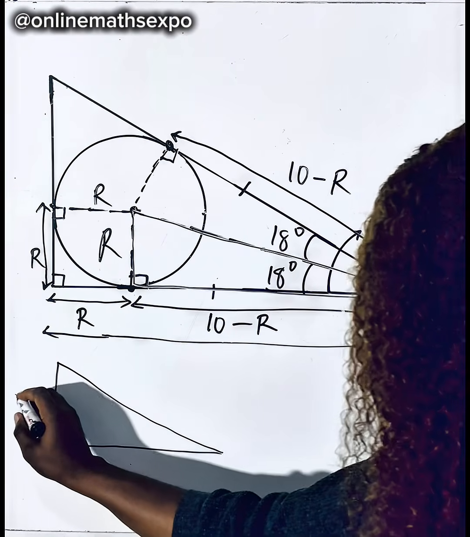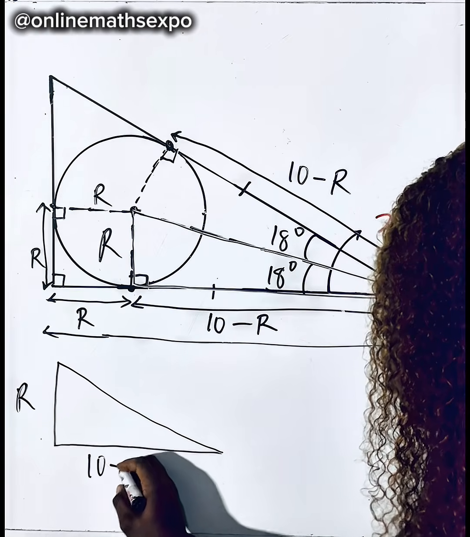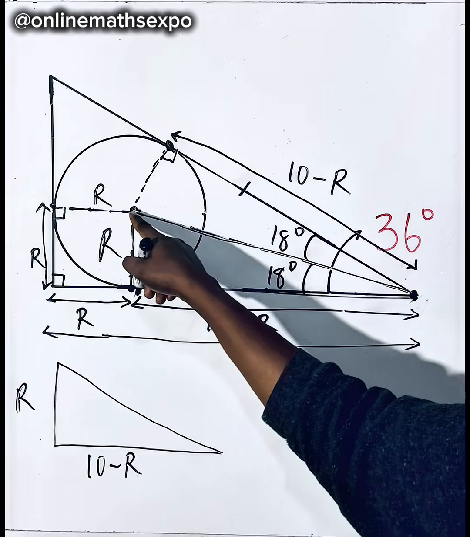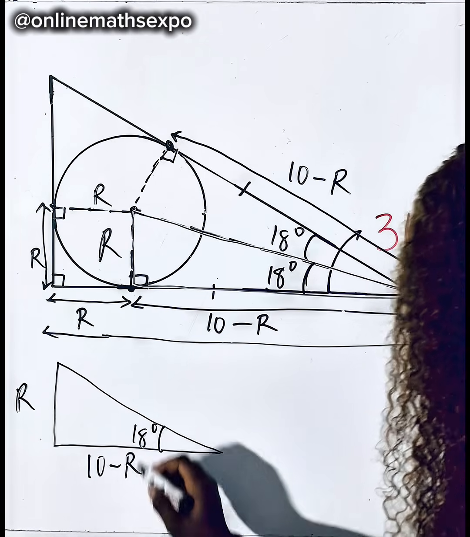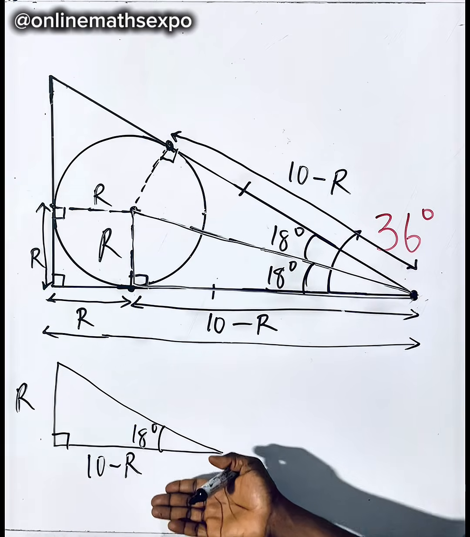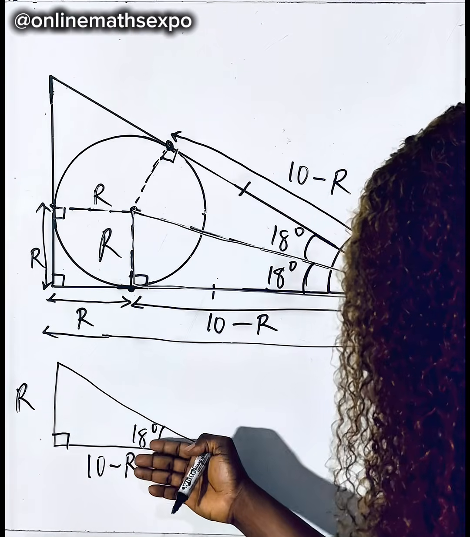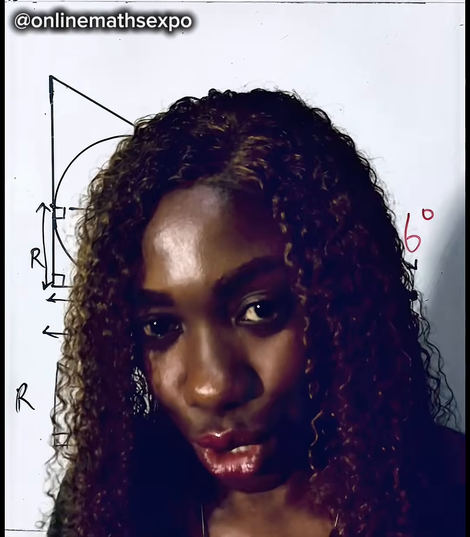This length measures r. From here to here measures 10 minus r. And this angle here measures 18 degrees. And it also has a right angle here. So what should we do? You observe we are working with the side and angle of a right triangle. Always remember to use your trig ratio.